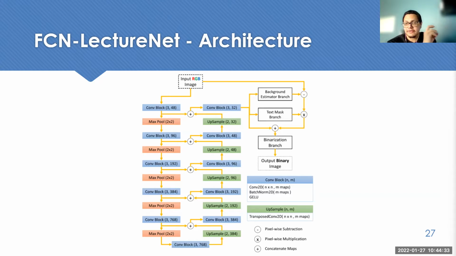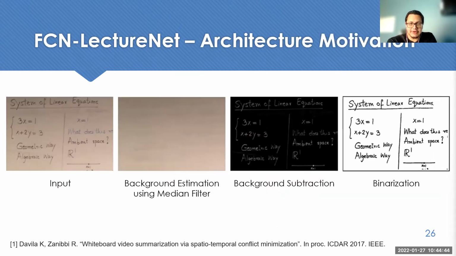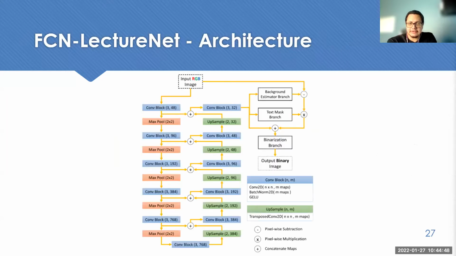But then these feature maps are passed to 3 branches. The first branch is a background estimator branch. Basically, just like this idea, right? Try to estimate the background of the image, but using the network. And this background is subtracted from the input image.